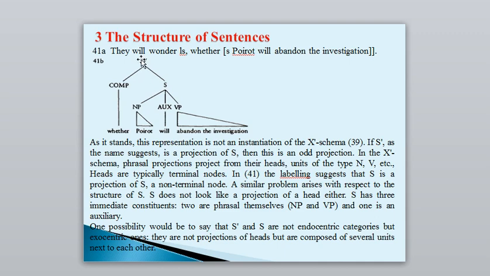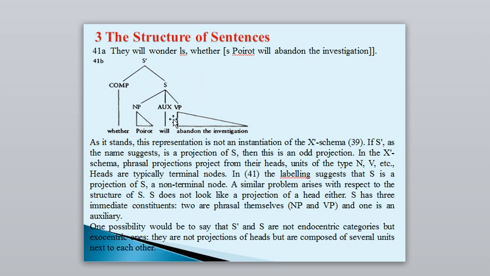this is a kind of sentence composed of a complementizer, whether, and then another sentence, Poirot will abandon the investigation. Again, this sentence consists of the subject, Poirot, the auxiliary will, and the VP, abandon the investigation. This is the tree diagram.